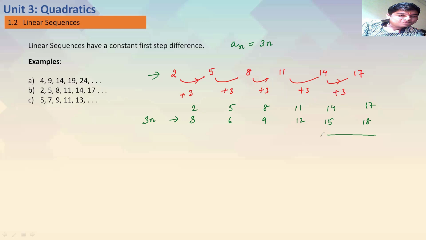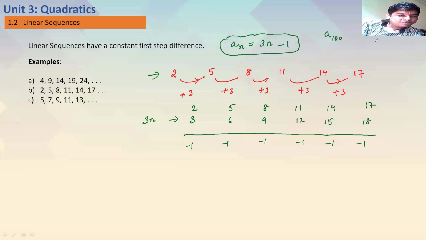What is the difference? Minus 1. Very, very good. So that is the general term. Now, if you are told to find out term 100, what are you going to do? How will you find out term 100? 3 times 100 minus 1. Very good. There you go. So this is 299.